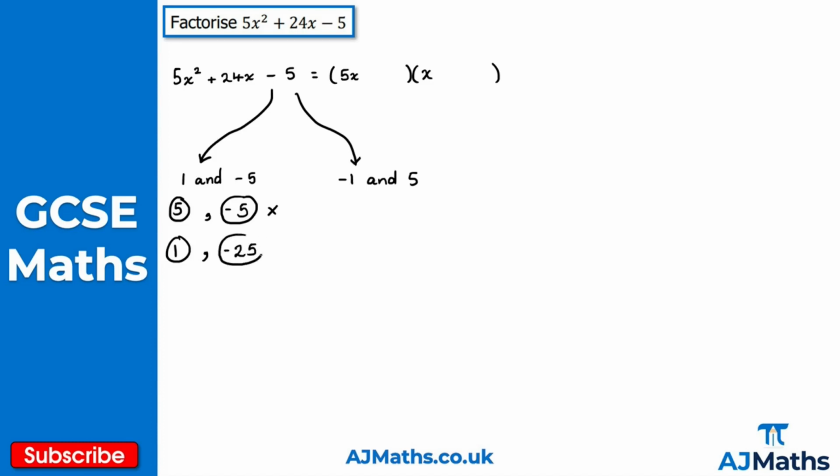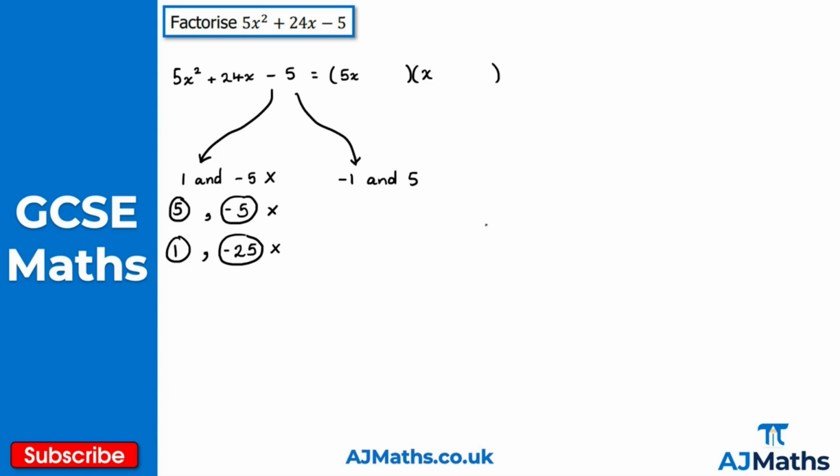So now, if we add these numbers together here, 1 plus minus 25, that's the same as 1 minus 25, and that would give me minus 24 there. Okay, so we don't get the positive 24 there, we get minus 24. So in that case, it won't be this pair, it means it won't be these factors here. Okay, so moving on to the next factor pair here.